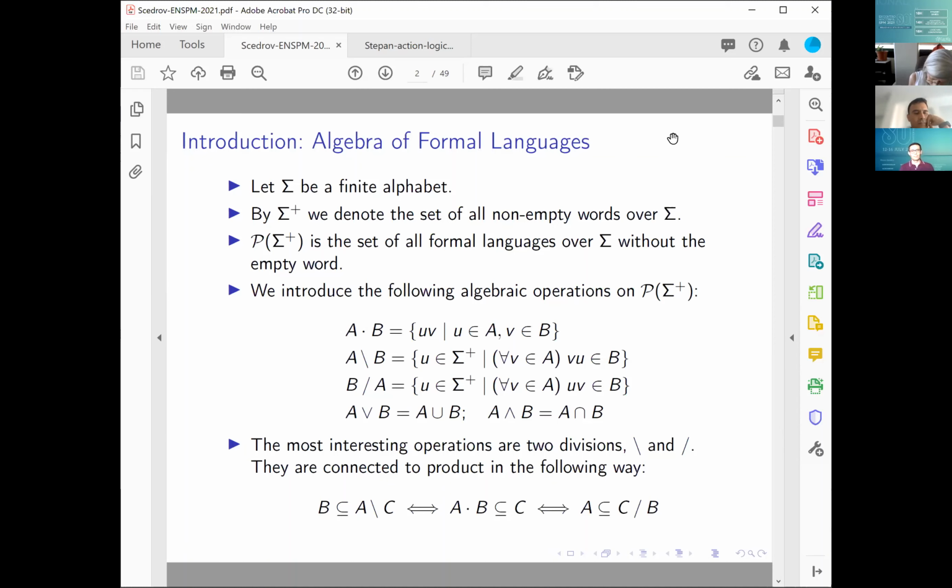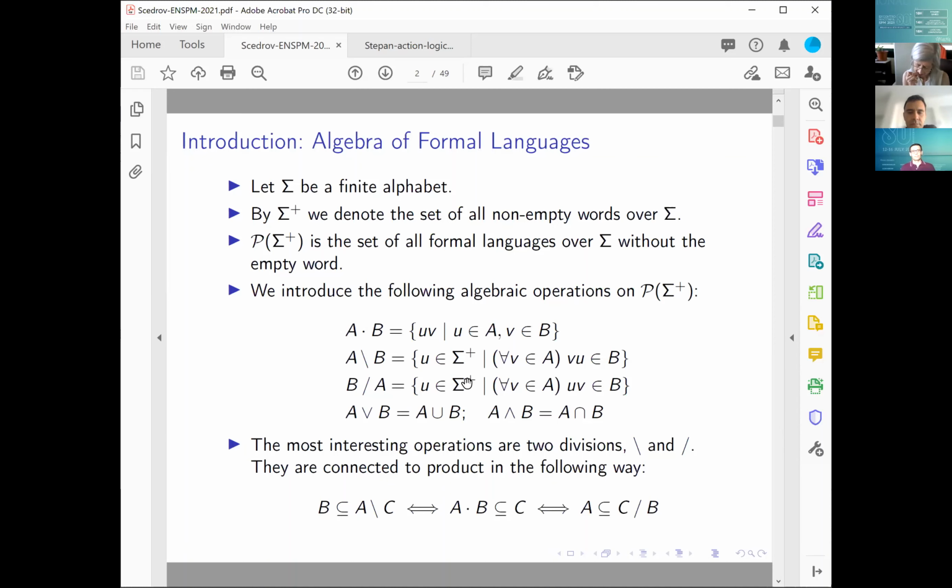Okay, now there are several interesting algebraic operations in this. Multiplication, which is simply a set of concatenations. Left division, of all those non-empty words U, such that for every word V in A, V followed by U, so concatenated by U, is in B. And similarly, the right division. And then we have traditional operations of union and intersection.